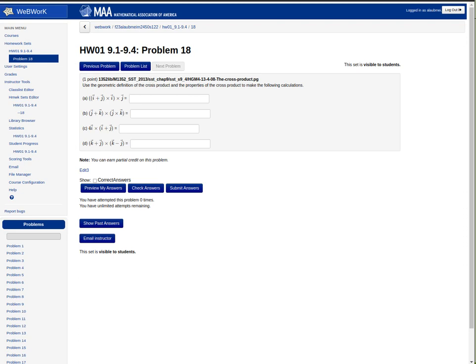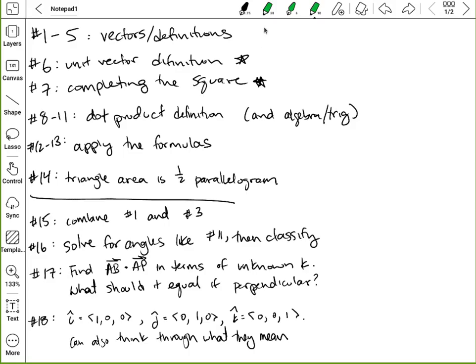So that's sort of a brief overview of how to do each problem, and then I wanted to go into a little bit more detail with everything, but to do that I need to stick to this screen and stop showing you the web work.